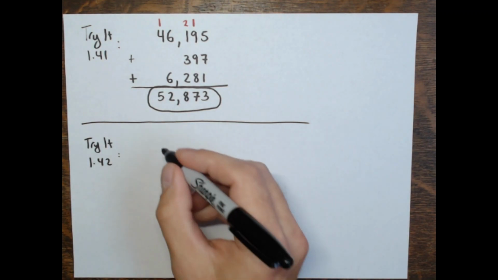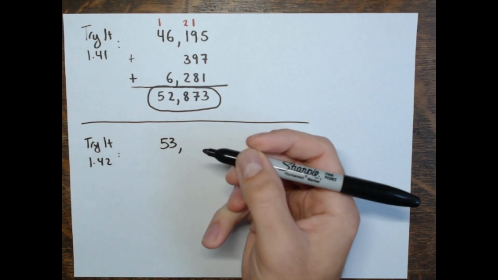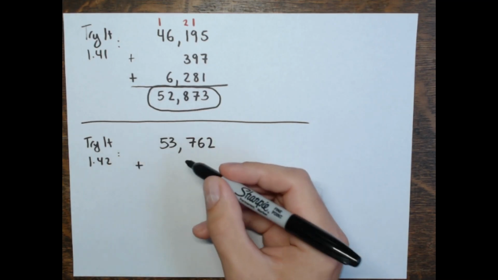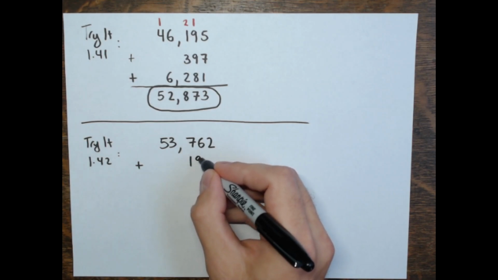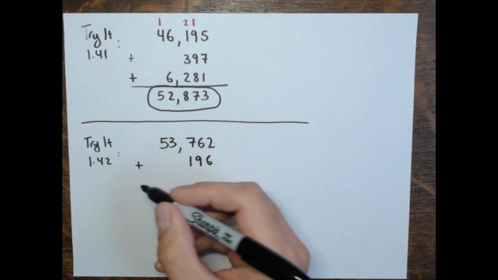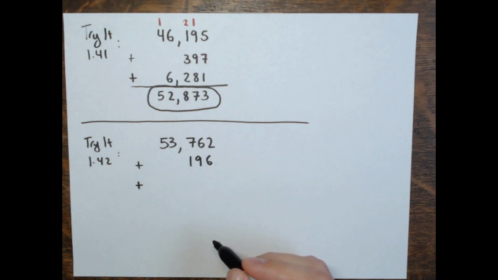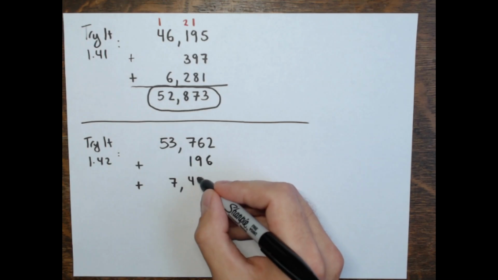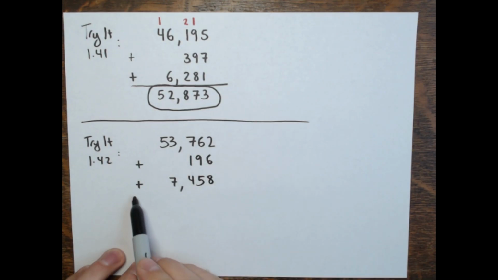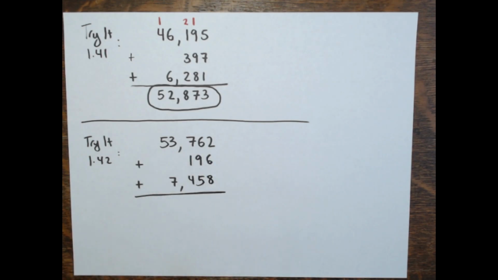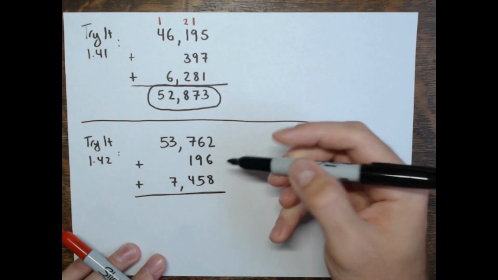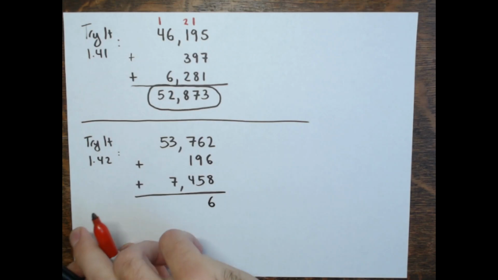So try it 1.42. We're adding 53,762. Add to this 196. And then adding to this 7,458. Make sure all your correct place values are lined up vertically. All right, so starting with the ones, 2 plus 6 is 8. 8 plus 8 is 16. So that's 6 ones and 1 ten.